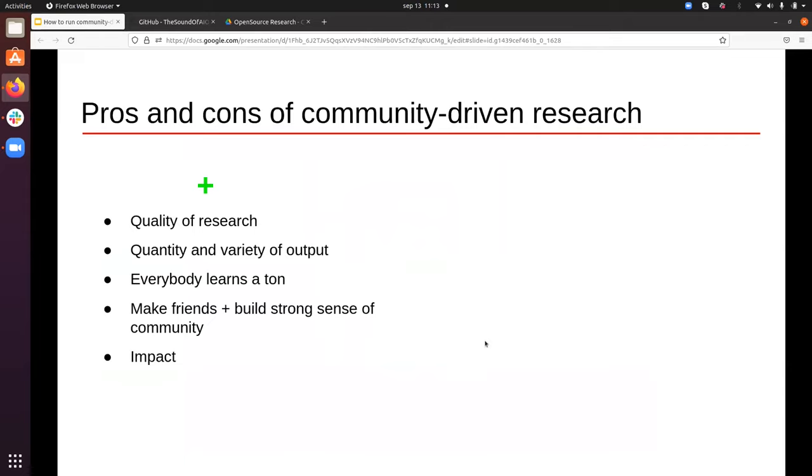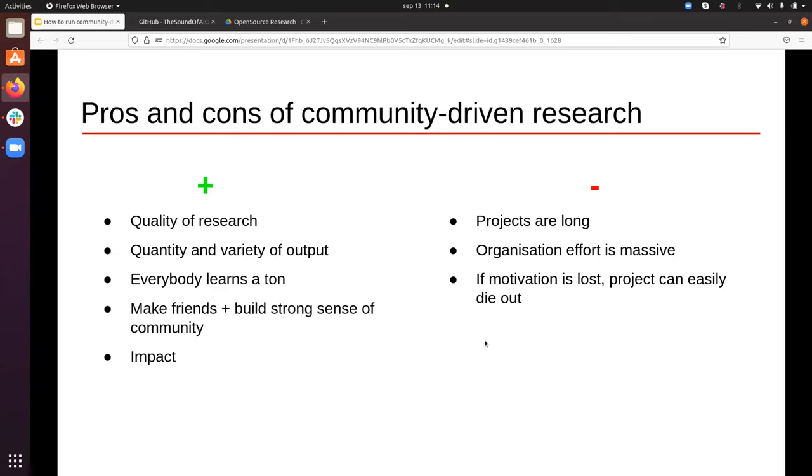The quality of research is stunning. Even if you don't have super expert people, the quality is going to be really good. The quantity and variety of output is incredible. So we could have easily written probably 3-4 different papers. We've settled on one for now. People will produce a lot of really good stuff. Everybody learns a ton. You can make friends, you can build a strong sense of community, and finally, you are going to have a huge impact because you're not just publishing because of academic pressure. You do it because you enjoy the process and you want something that may have an impact.